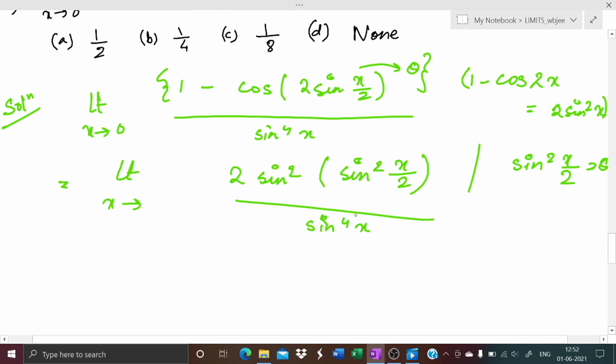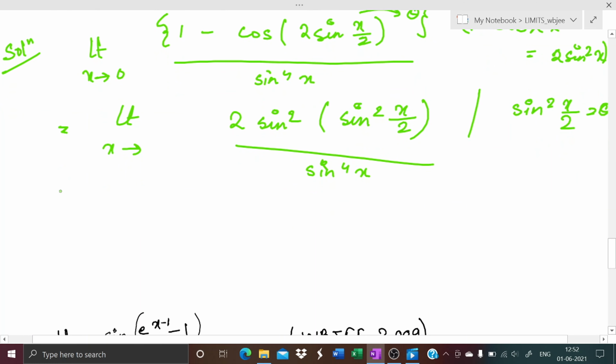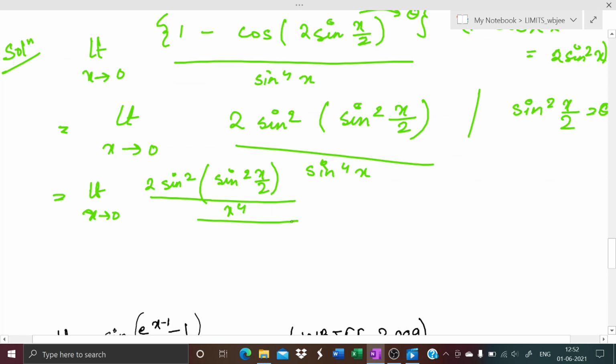Now if I divide the numerator and denominator by x to the power 4, then what will I get? Limit x tends to 0, 2 sine square x by 2, by x to the power 4, by sine x by x whole to the power 4. Okay, I can write this.